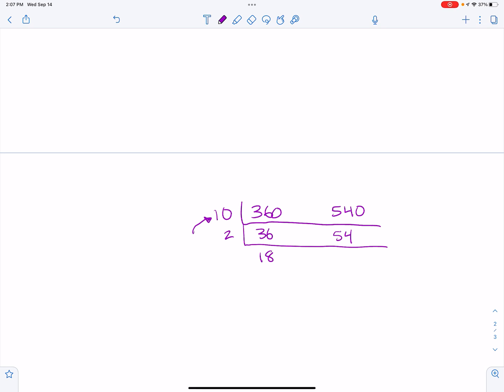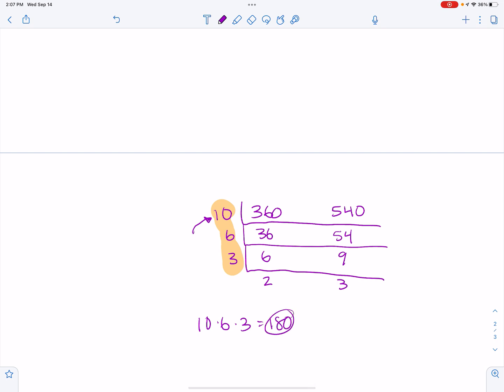These are both even, so I am going to pull out a 2, so that leaves me with 18 and 27. If I really wanted to, I could have taken out a 6. I'm going to rewind for a second. I know that 6 is a factor of both of these, so that leaves me with a 6 and then a 9. And 3 is a factor of both of those, so that would leave me with a 2 and a 3. So all of our common factors are right here. And so 10 times 6 times 3 is 180. So our greatest common factor is 180.